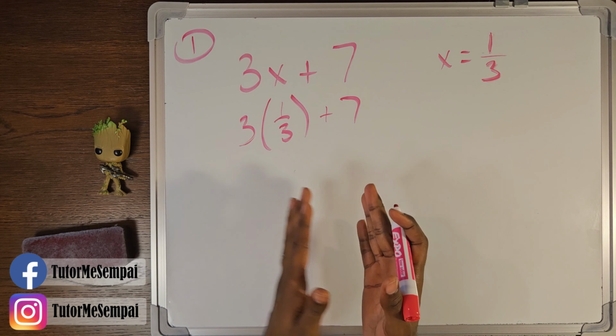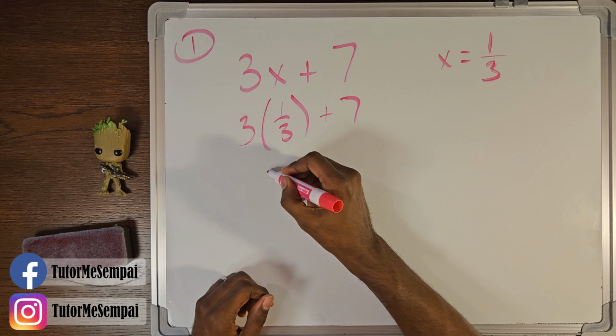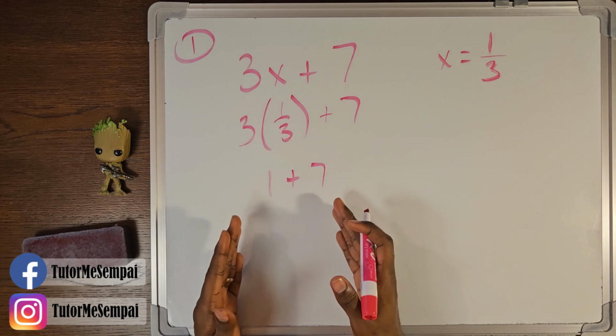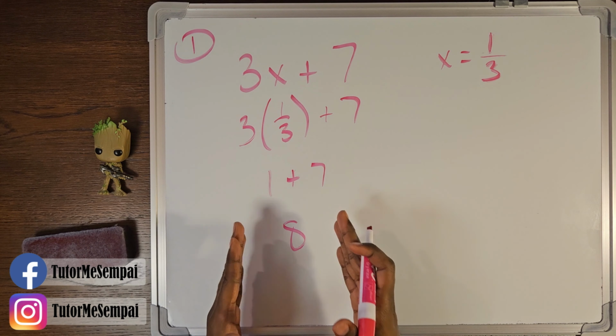Now we're going to do the same thing. We have to multiply first. So what's 3 times 1/3? Well, that's just going to be 1. And we're going to have plus 7. Bring it down one step at a time. Now we have 1 plus 7, which we know to be 8. So you see we got a different value here.